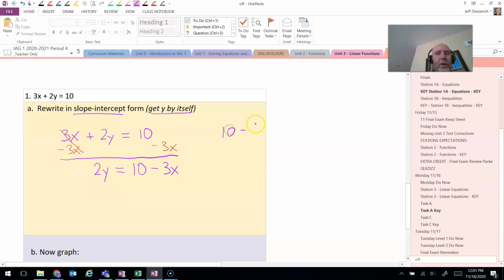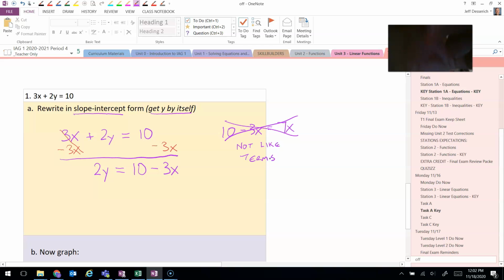So I'm going to put it over here just for those of you maybe not watching the video. 10 minus 3x does not equal 7x. That is not true because they are not like terms. So remember that. You can't combine things that are not like terms. So we just have to leave them separate, which means now that it does come time to divide, we're going to divide by 2, but we're going to divide everything by 2.